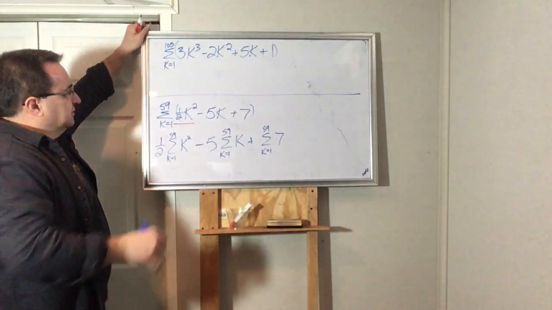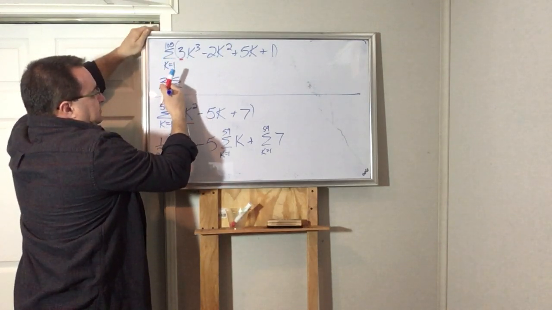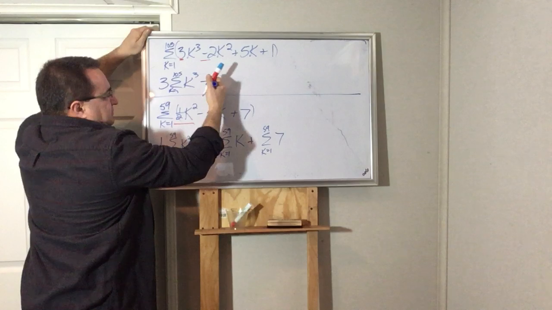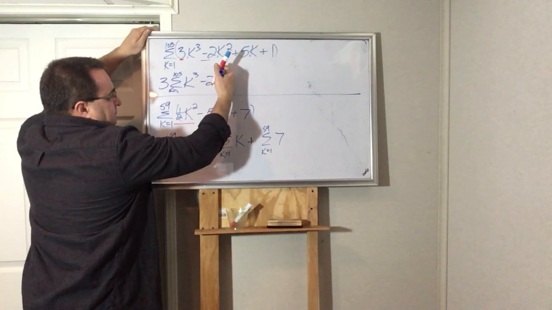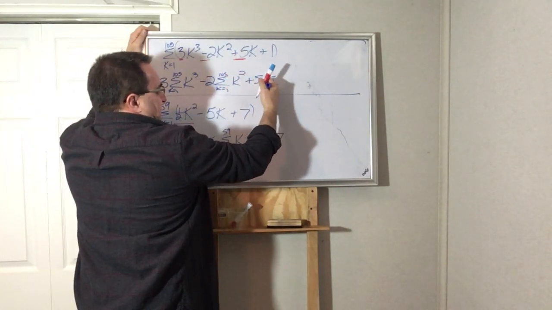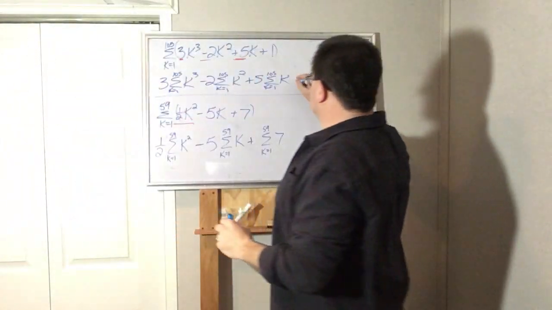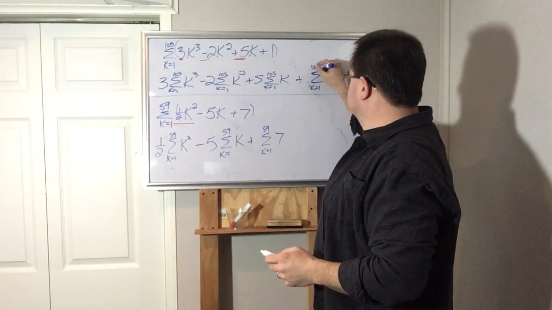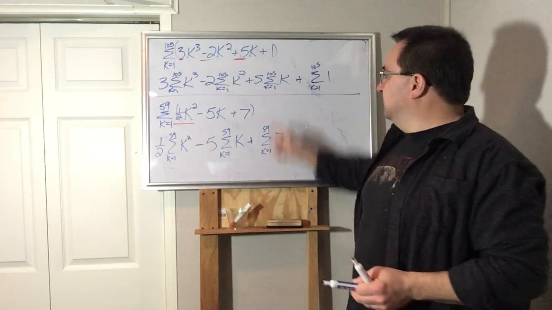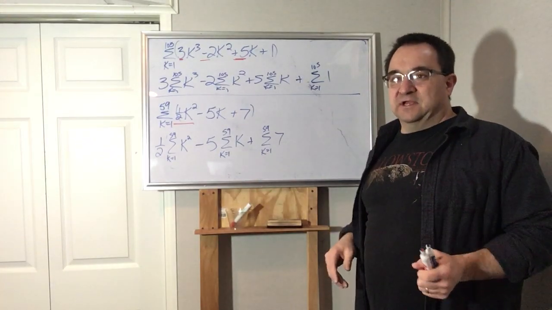Let's try this one. It'll be a little longer. See the 3 there? So I'm going to have 3 summation k cubed. See the -2? -2 summation k squared. See the +5? +5 summation k. And then I have a constant, just a number, so that'll just be plus 105 summation 1. So this would be 3 times that formula, minus 2 times that formula, plus 5 times that formula, plus 105 times 1. Add them all up, and that is your answer.